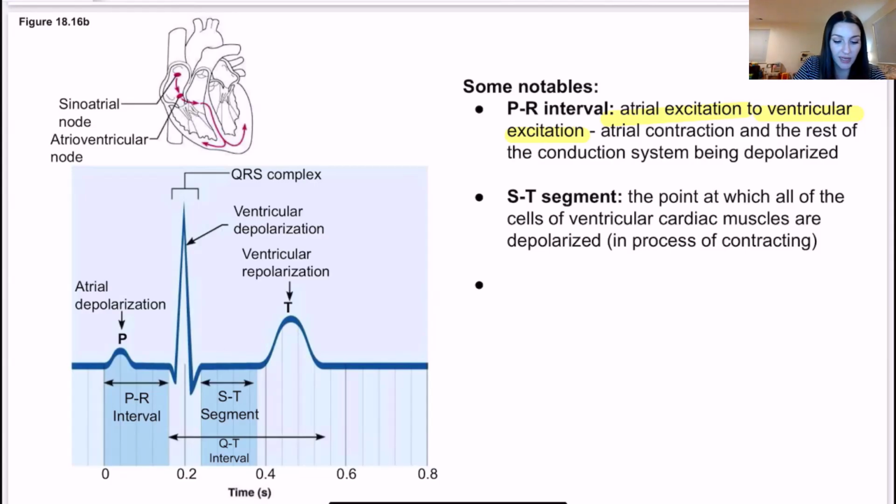We also have the ST segment. The ST segment is the end of that QRS complex to the start of the T. That little flat part there. When the cardiac muscle cells are about to contract, they're all depolarized. That's the ST segment. The point where all of those cardiac muscle cells are depolarized, which means they're all starting to contract. Okay, so that's normal ECG.